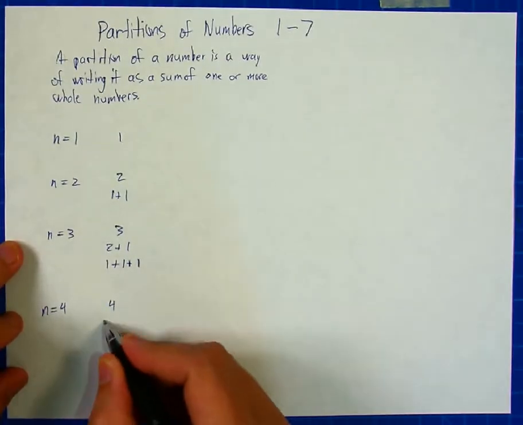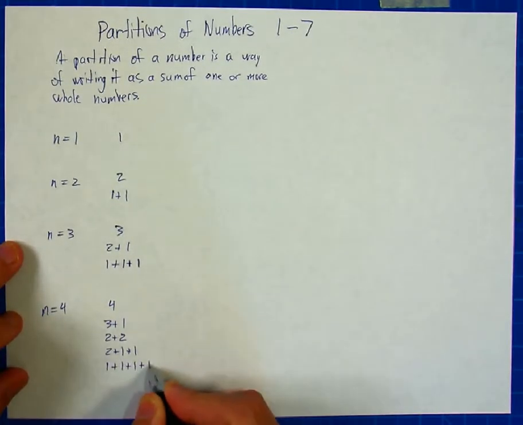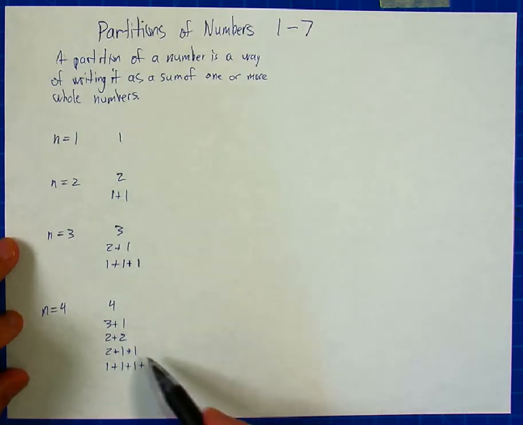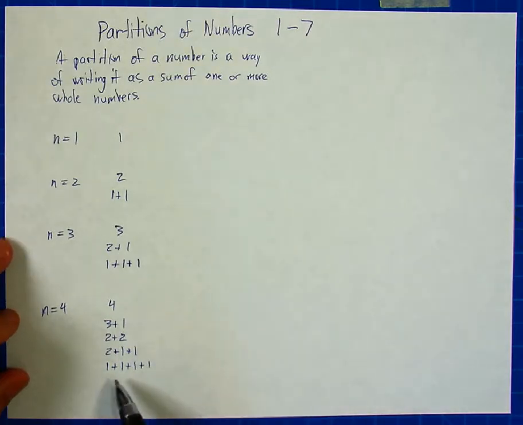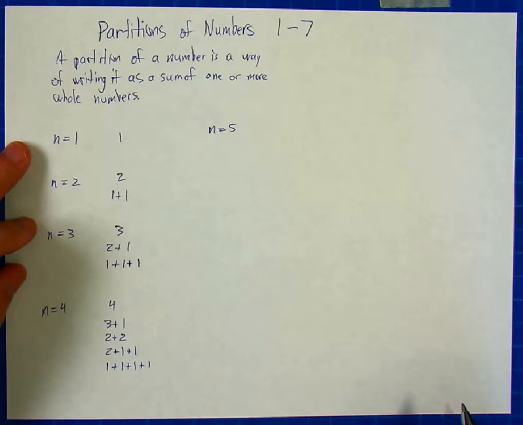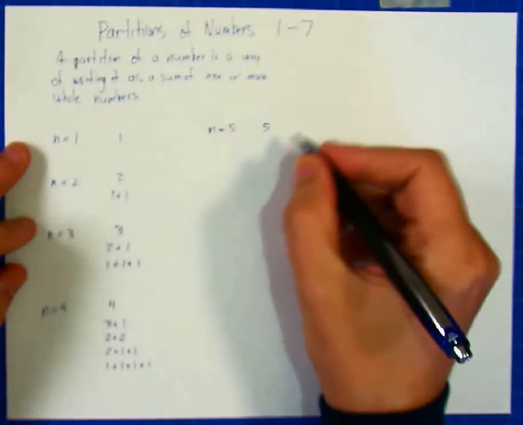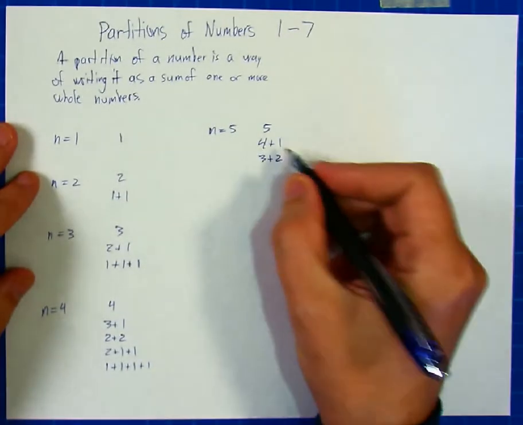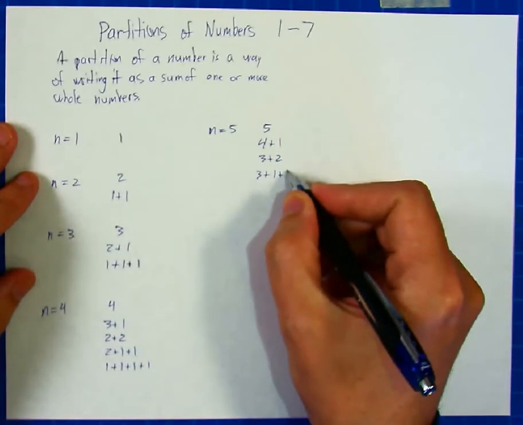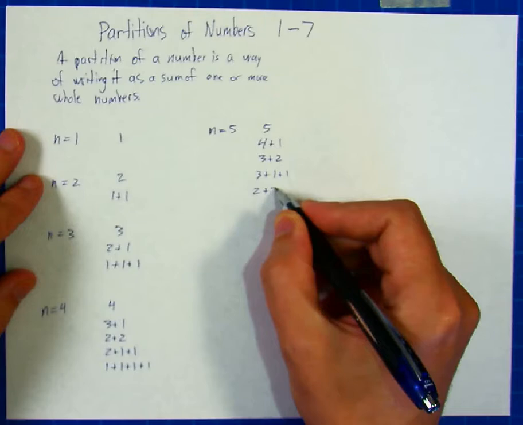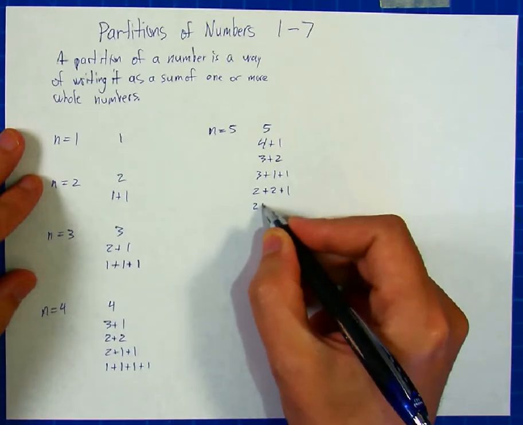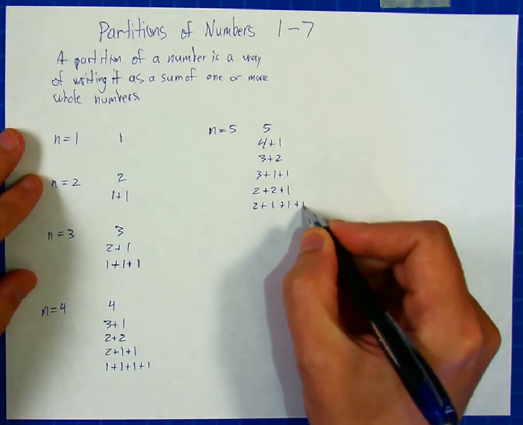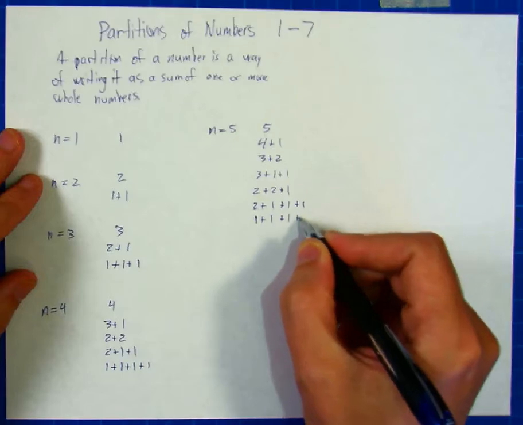If n equals 4, you have several possibilities. 4, 3 plus 1, 2 plus 2, 2 plus 1 plus 1, or 1 plus 1 plus 1 plus 1. When n equals 5, you can write it as 5, or 4 plus 1, or 3 plus 2. Or you could write it as 3 plus 1 plus 1, or you could write it as 2 plus 2 plus 1, or 2 plus 1 plus 1 plus 1, or 1 plus 1 plus 1 plus 1 plus 1.